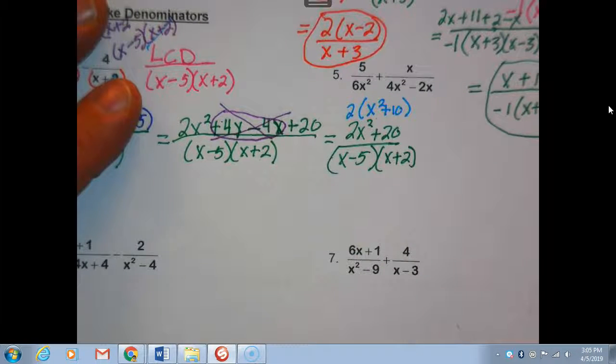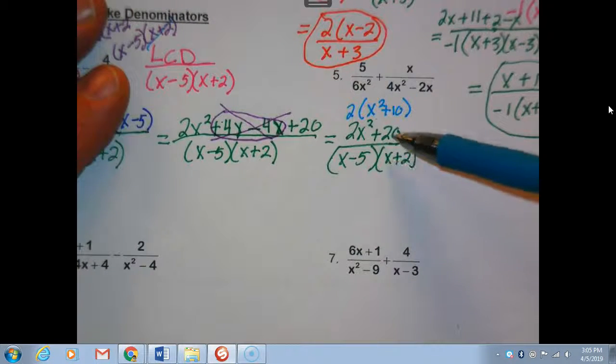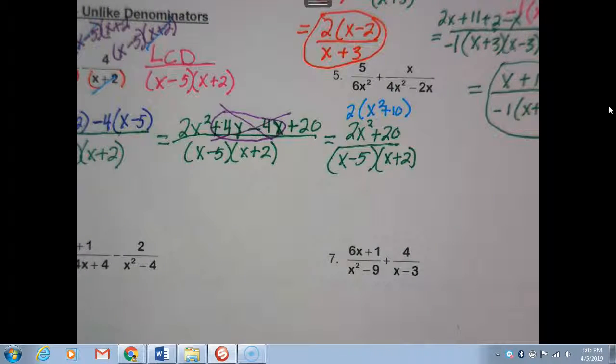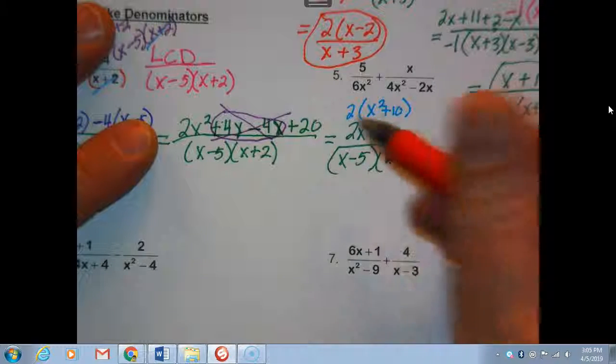Yes, but sometimes, in rare instances, this will factor out and you can cancel and simplify more. So you always have to check. Yes, if you don't simplify, it's wrong. Either one of these will work, though.